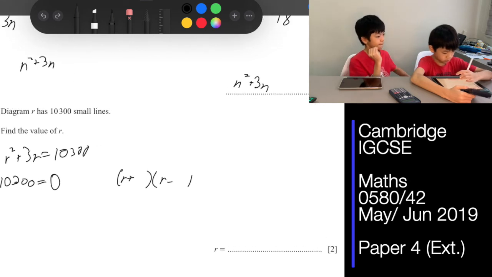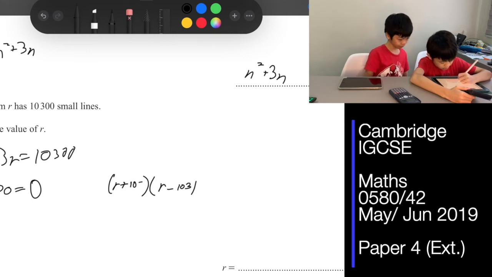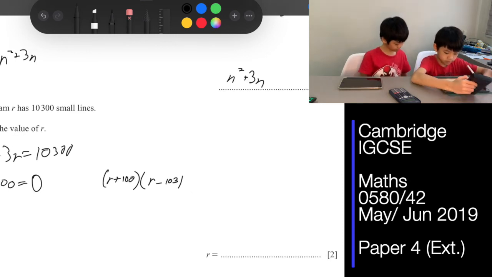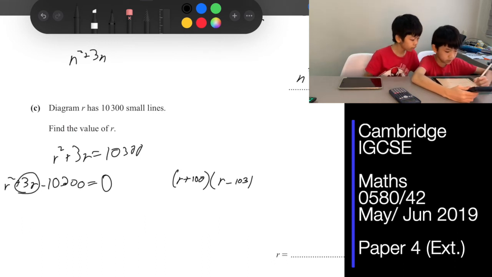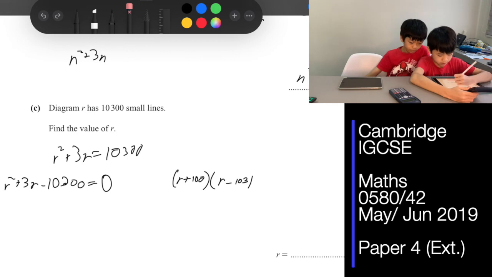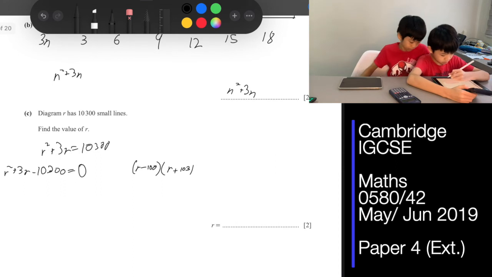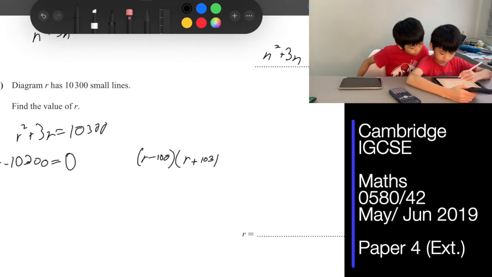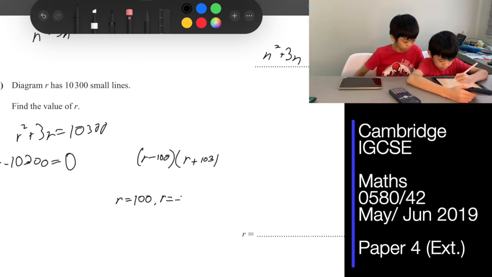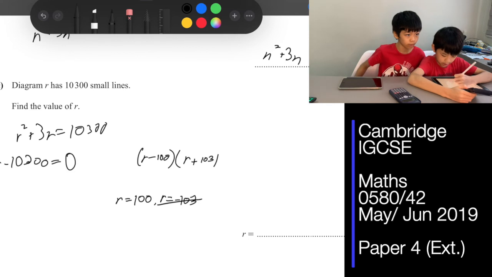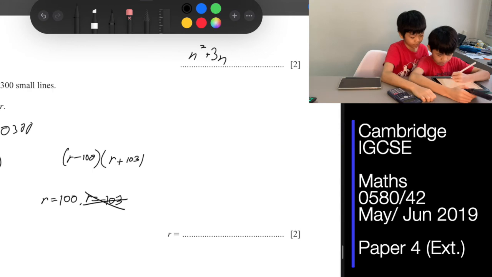So we'll put 103 here and 100 here. So this is not, because then it would be negative 3r. So we'll switch sides, or just do this and then this. And then r is either 100 or r equals negative 103. But then r cannot be negative because it only starts from 1 and goes upwards. So it is r equals 100.